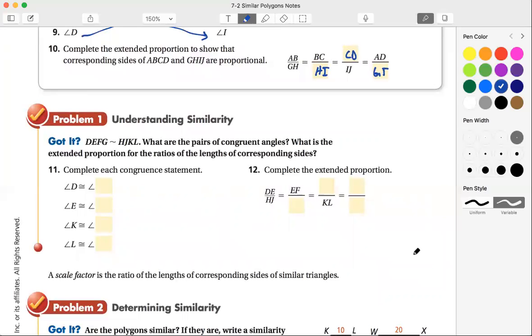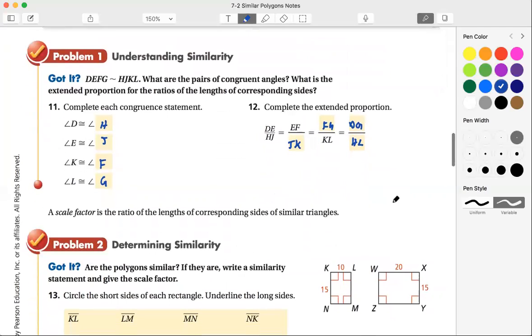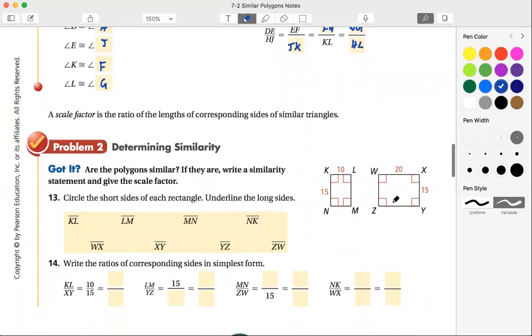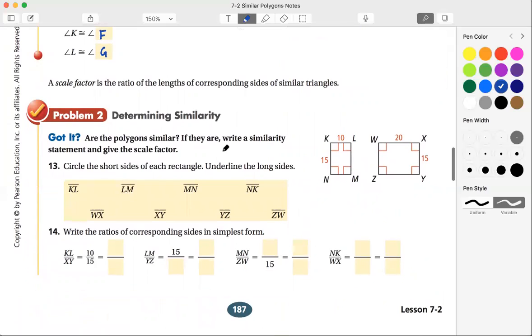Okay? So what are the pairs of congruent angles, and what is the extended proportion for the ratios? Well, in order for this to be similar, angle D must be congruent to angle H, E must be congruent to angle J, angle K must be congruent to angle F, and angle L must be congruent to angle G. The ratio DE to HJ must equal EF to JK, which must equal FG to KL, which must equal DG to HL. So a scale factor is the ratio of the length of corresponding sides of similar polygons. So are the polygons similar? If they are, write a similarity statement and give the scale factor.